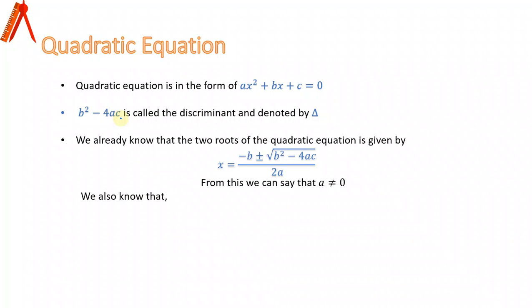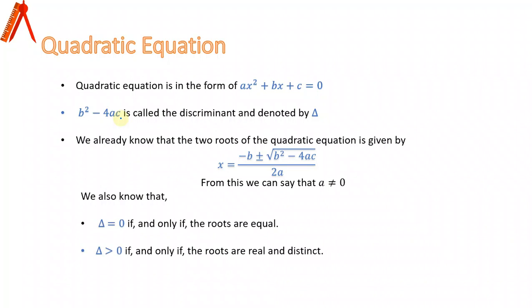By knowing the value of the discriminant, if delta is equal to 0, then the roots are equal. If delta is greater than 0, that is, positive, then the roots are real and distinct, that is, we have separate roots, not equal. And if delta is less than 0, that is, the discriminant is negative, then the equation has no real roots; it has imaginary roots.